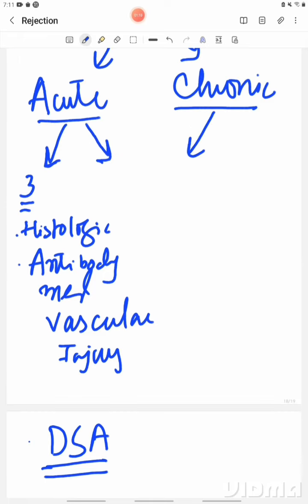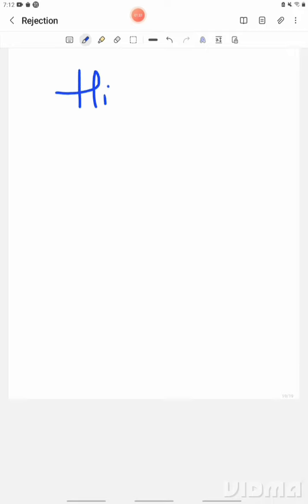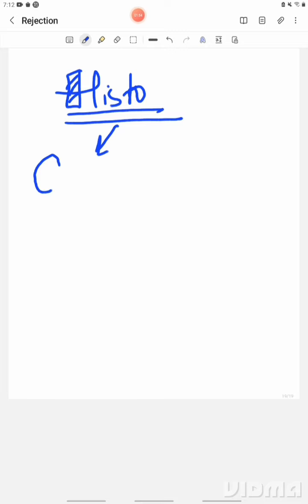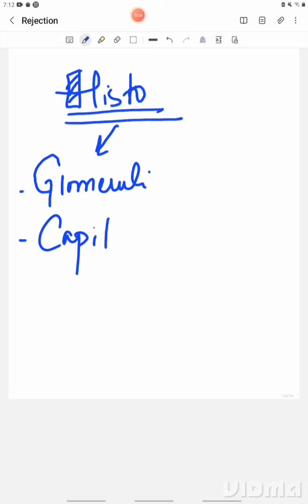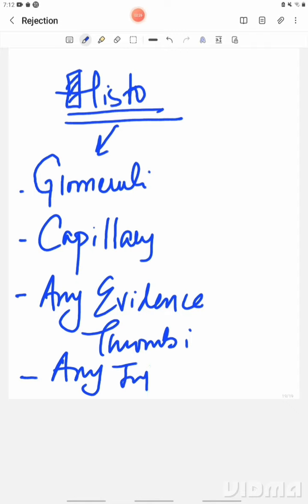Similarly, the same is true for chronic antibody-mediated rejection. The criteria are histological evidence, antibody-mediated vascular injury, and presence of DSA. So basically what we are talking about is what happens histopathologically. If you see the slide of a graft, starting from the very basic, what will be wrong with the glomeruli? The second thing we see is capillaries, and any evidence of thrombi, or any other form of injury.